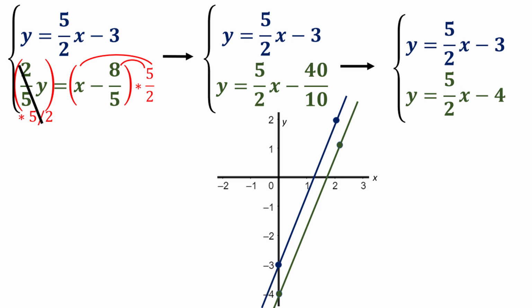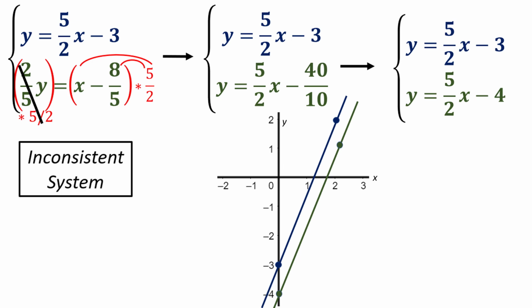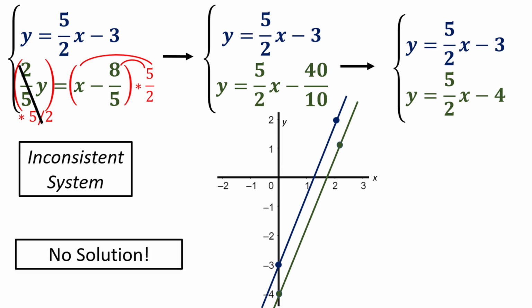Notice that the two lines are parallel, which you may have been able to predict as their slopes are the same. This means we have an inconsistent system that has no solution. No ordered pair will make this system true.